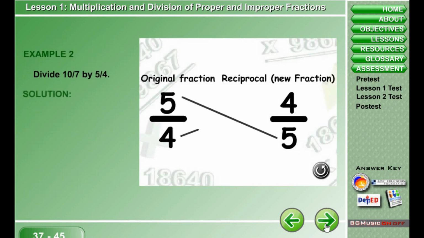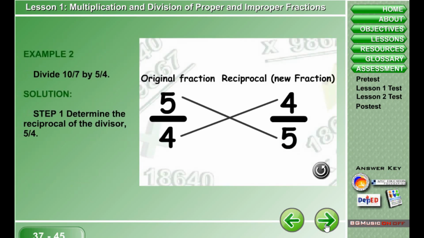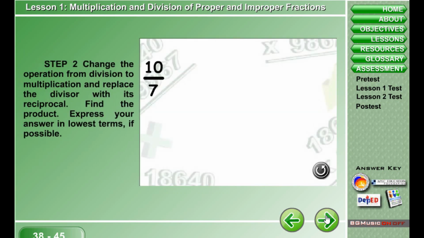Example 2. Divide 10/7 by 5/4. Solution. Step 1. Determine the reciprocal of the divisor, 5/4. Step 2. Change the operation from division to multiplication and replace the divisor with its reciprocal. Find the product. Express your answer in the lowest terms if possible.